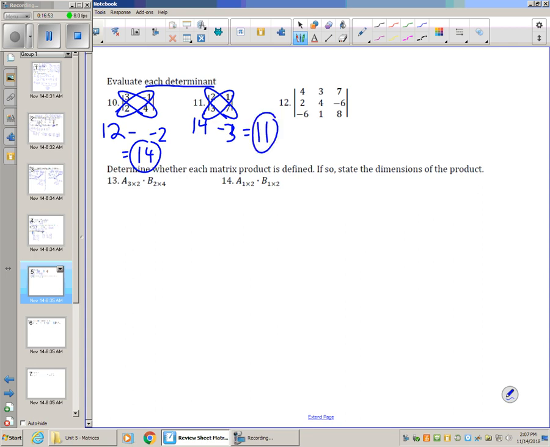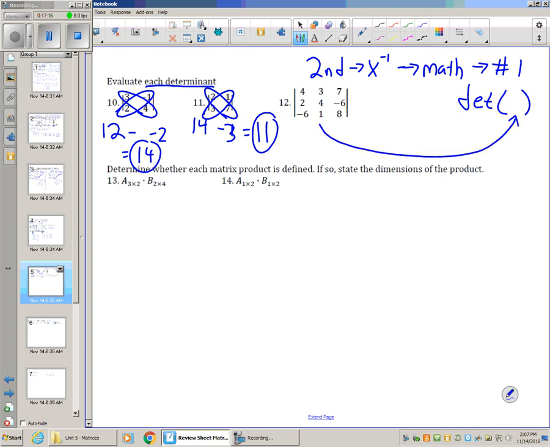Now, with a 3 by 3 matrix, the only way to solve that determinant is to do it in the calculator. Okay? Remember that you're going to go to your matrix menu, so it's really second x negative 1. You're going to scroll over to math, and it's the first option, number 1, which is DET of something. So you're just going to take the DET of this matrix, and I ended up getting, in this problem, 393.